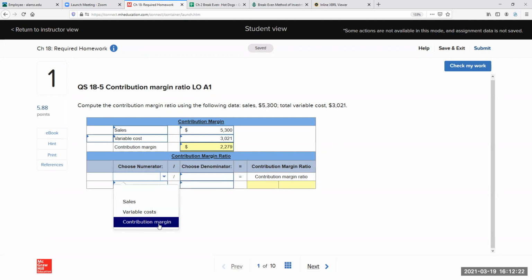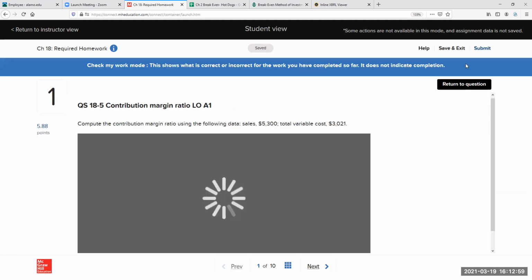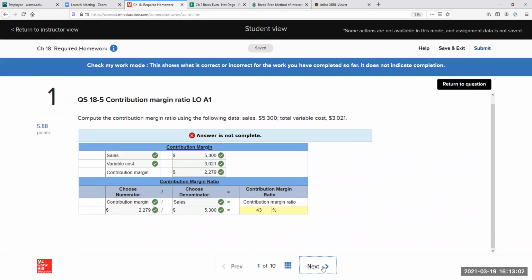So you would take your contribution margin divided by what? Your cost or your sales? Yeah, divide by your sales to get the percentage that the contribution margin is of your sales. 2,279 divided by 5,300 sales will give us 43%. So we make 43% on our pizza. So the pizza sells for $10, we make $4.30, if you want to look at it like that. And that contribution is what pays all your fixed costs. Let's just check our work to see if I made a math error. All right, let's go on to number two.